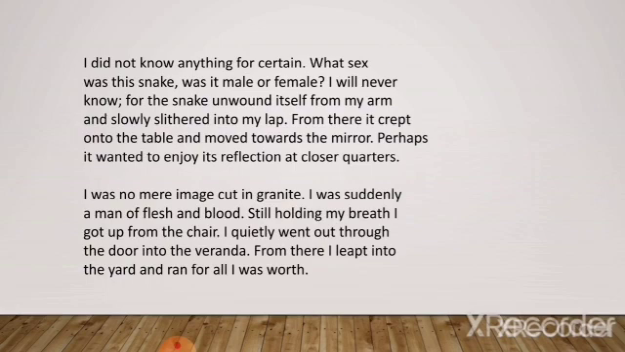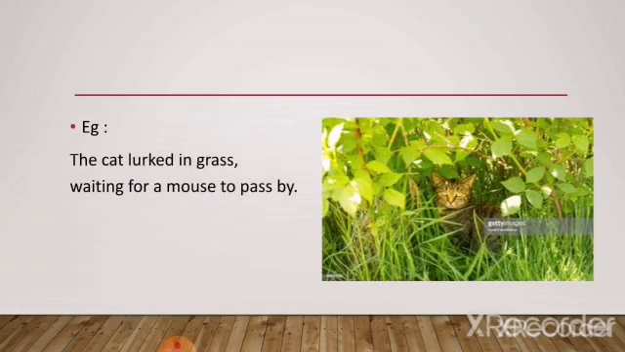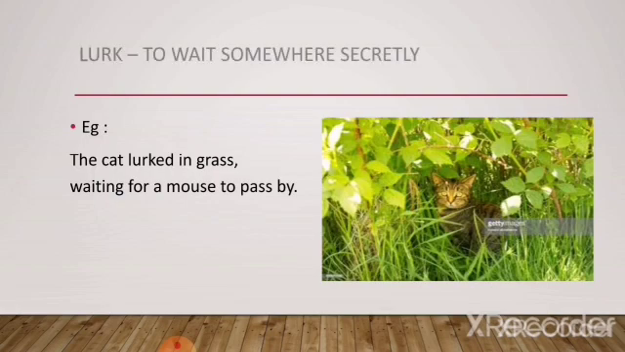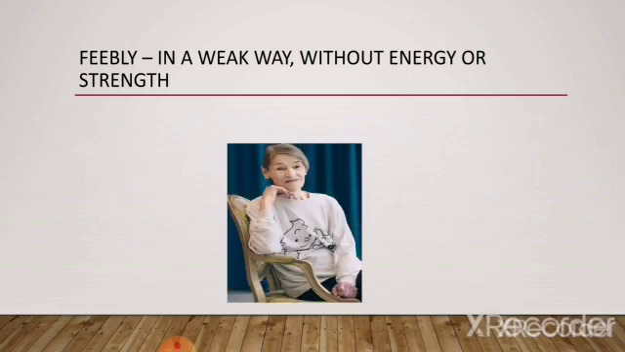Now, let's look at a few new words which you may not be that familiar with. In the picture, you can see a cat is hiding in the grass to catch a mouse. Now, read the sentence. The cat lurked in grass waiting for a mouse to pass by. So, what would be the meaning of the word lurk here? Yes, lurk means to wait somewhere secretly. The cat is secretly waiting to catch a mouse. The next word is feebly. Feebly means in a weak way, without energy or strength. Look at that picture. She smiled feebly. She smiled in a weak way.